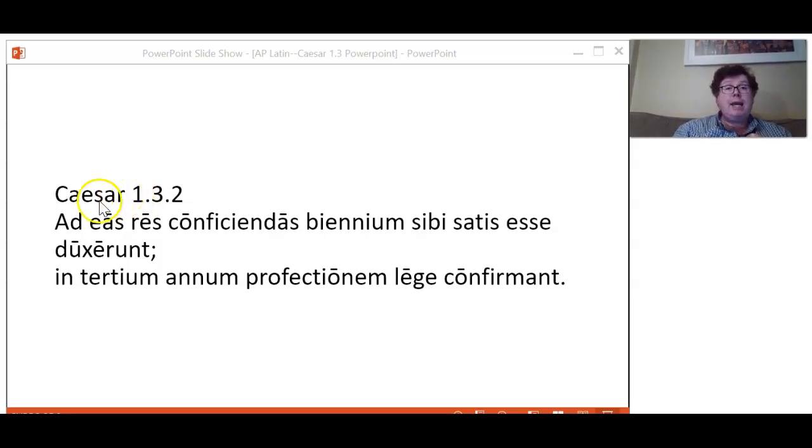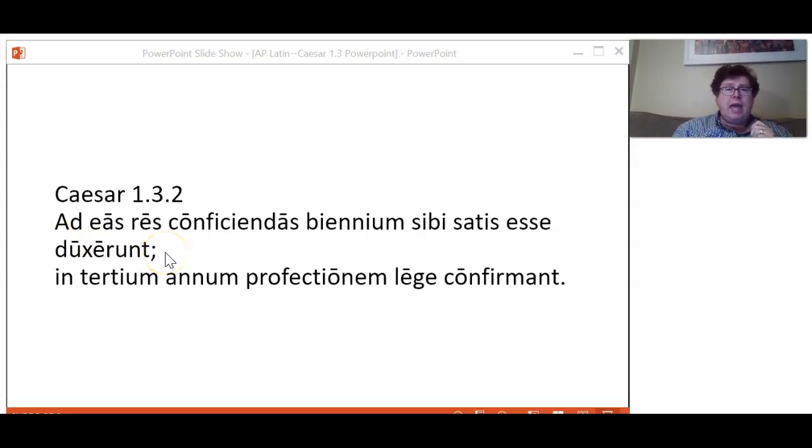Sufficient for what? Ad eas res conficiendas, for completing these matters. Here it's a gerundive. Remember, a gerundive is an adjective and modifies a noun or pronoun. The gerundive conficiendas is in agreement with the feminine accusative plural res. For the purpose of completing these matters. When you see the preposition ad with a gerund or gerundive phrase, it's going to mean for the purpose of, or simply for. So first part: they considered that a 2-year period was enough for themselves for completing these matters. In other words, the preparations for their departure.